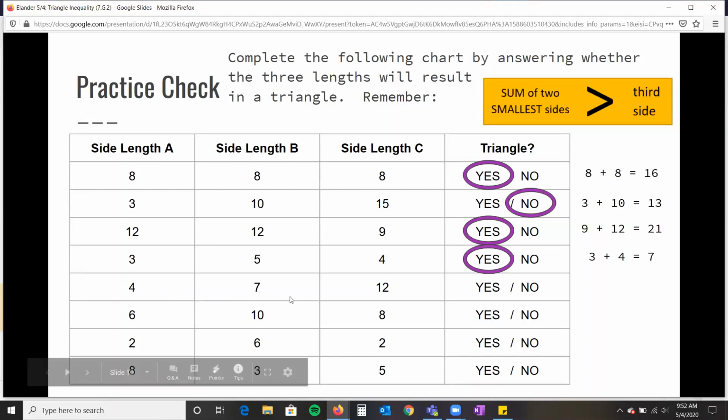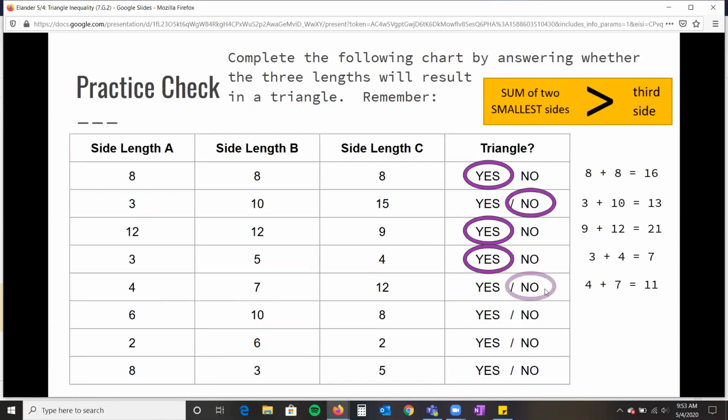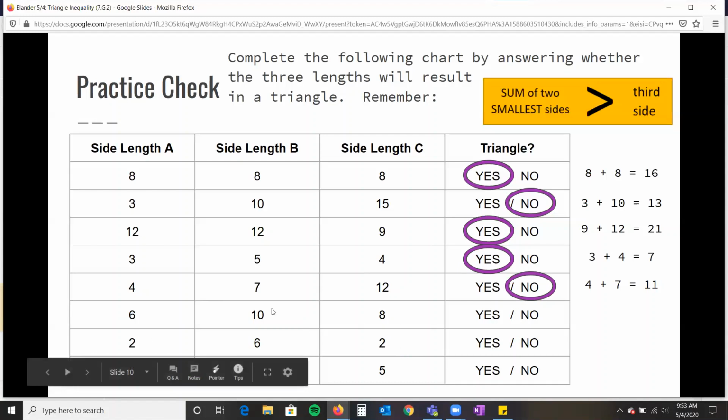Okay, we keep going. 4 plus 7, right? That would be the lowest 2. 4 plus 7 is 11, right? And so then 11, is that greater than 12? It's not. So that's going to be no. We can't make a triangle on that one. Okay, 6 and 8 make 14. Is 14 greater than the biggest one? It is. So that means it can be a triangle. 2, 6, and 2. That means 2 and 2 are the smallest. 2 plus 2 is 4. And then 4, is that greater than 6? It is not. So that's going to be no, it can't be made into a triangle.